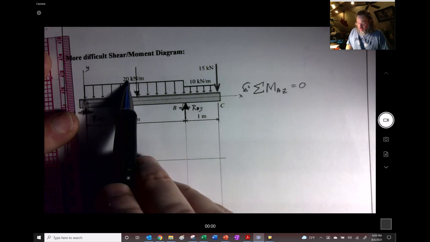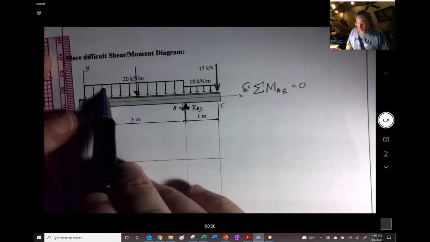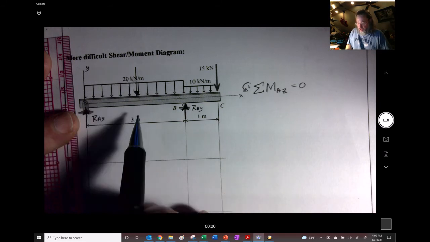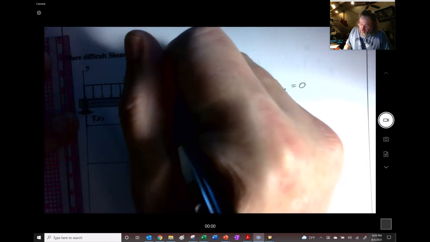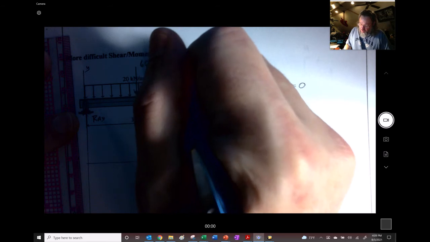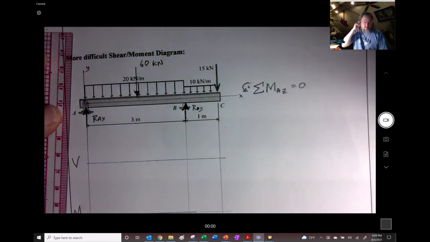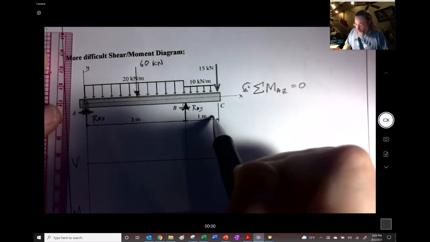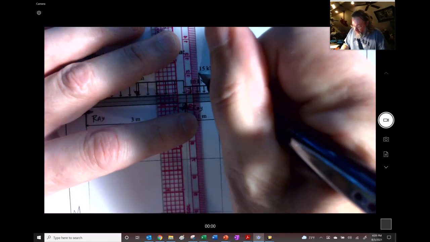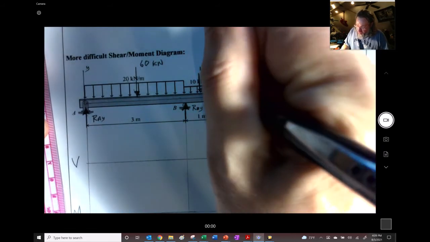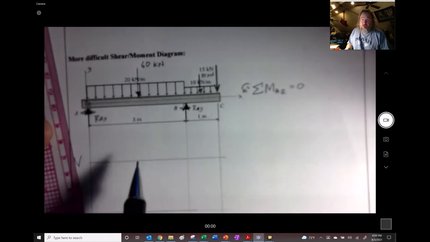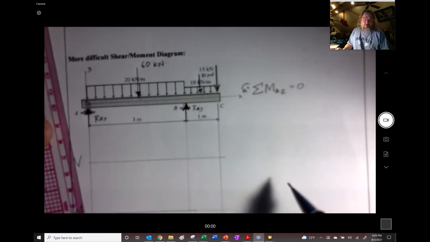And that's going to be 20 kilonewtons per meter distribution across that 3 meters. So that's 20 times 3. We could do that in our heads. It's going to be 60 kilonewtons right there. And then we have 10 kilonewtons per meter across a 1 meter span. So right in the center of this, we're going to have 10 kilonewtons. Right? We're going to remember that that's just there to help us as we're trying to find those reactions. That's the whole purpose of us doing it down there.